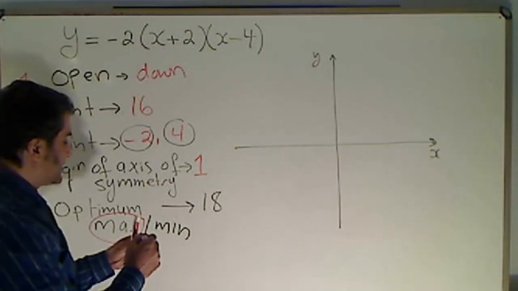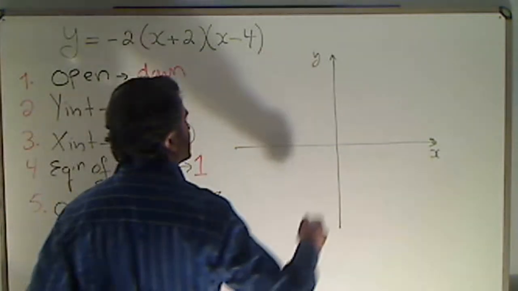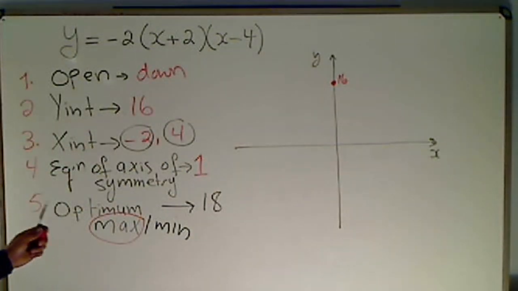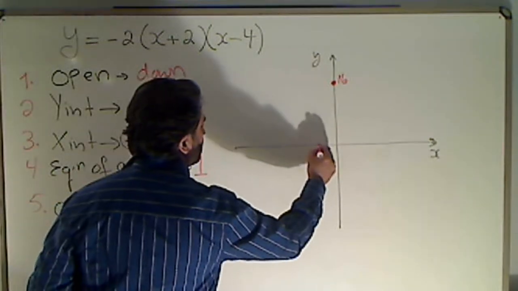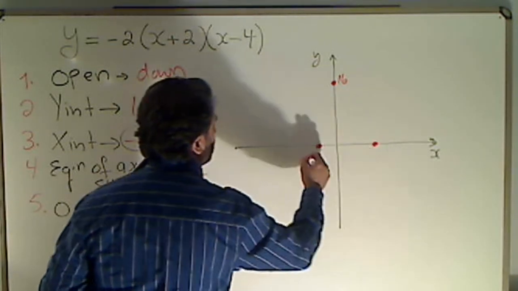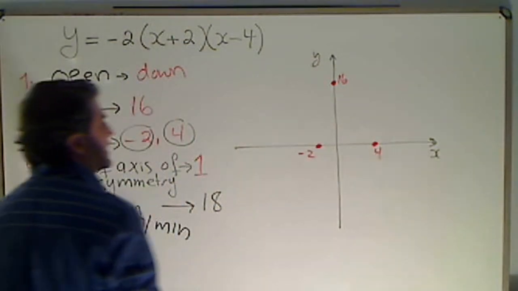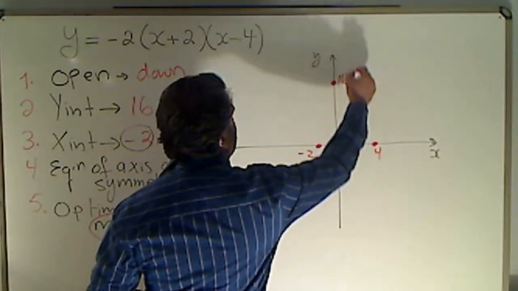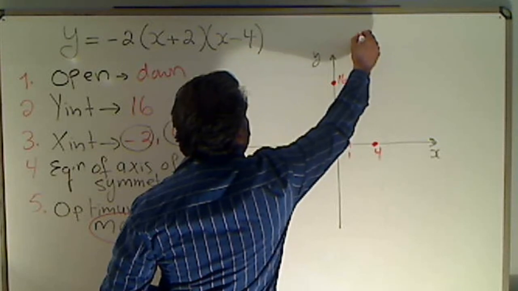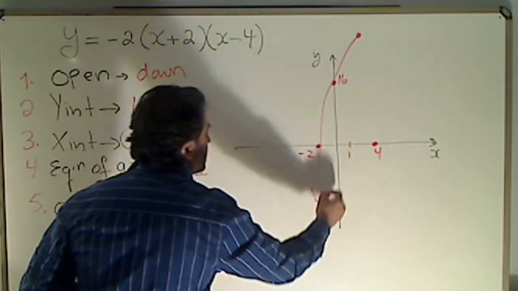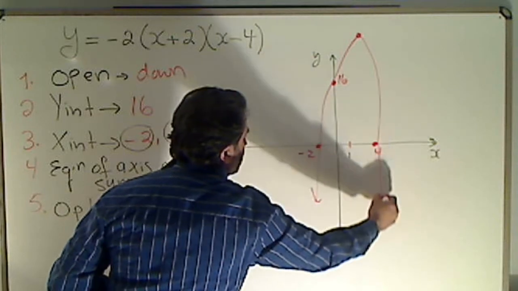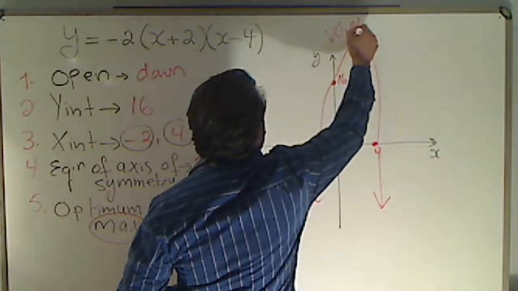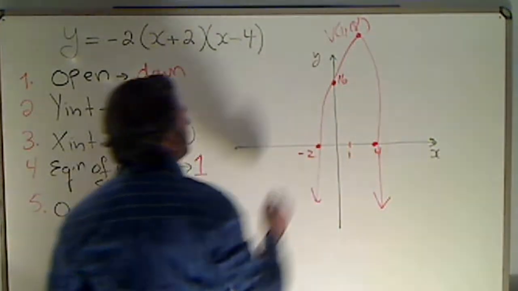So the y-intercept is positive 16. I'm just going to estimate. I'm going to assume this is positive 16 right there. And the x-intercepts are negative 2 and positive 4. Goes right on the x-axis. And the vertex is 1 and 18. 1 and 18 somewhere right there. And then we connect the points to show our U shape. Something like that. And that's the 1 and 18 as the turning point right there.